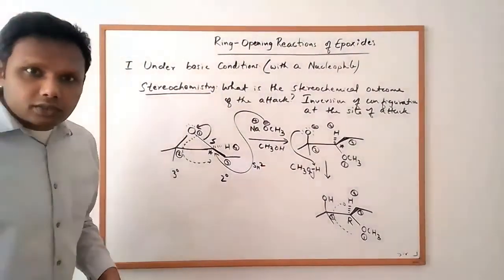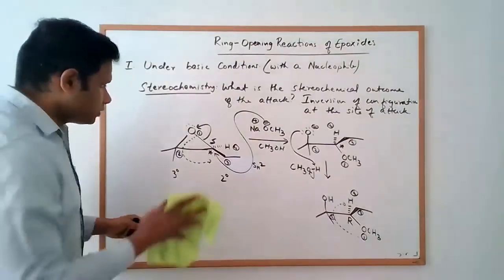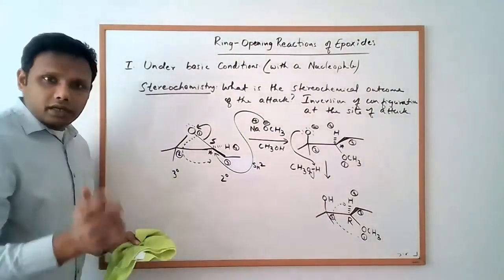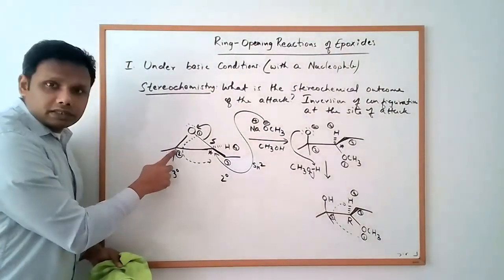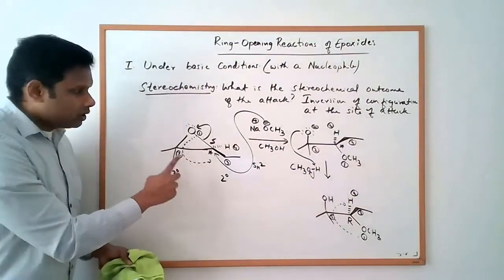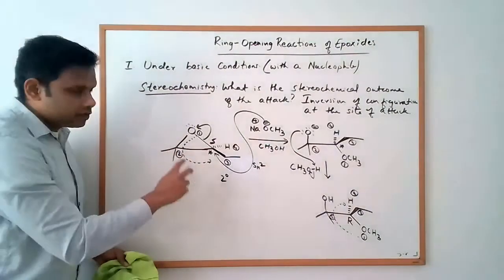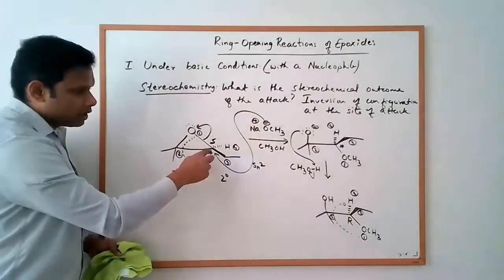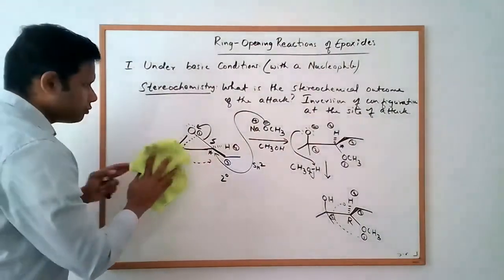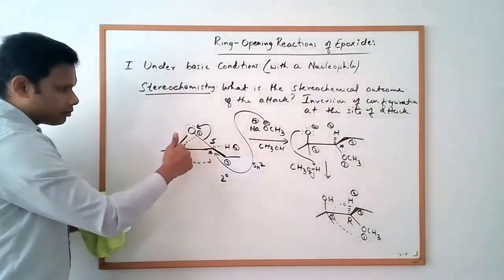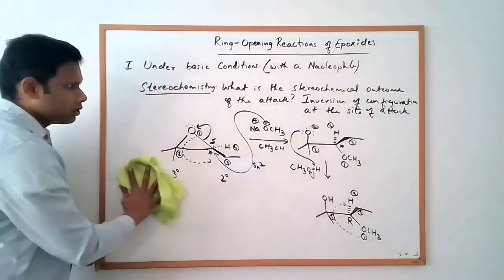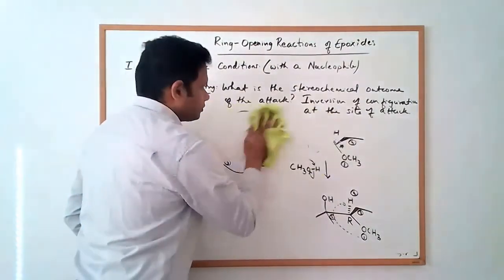I'm going to use another example to basically drive this concept home. An example where there is a chiral center on both carbon atoms, and then we will make sure that the configuration only inverts at the site of the attack. That's what we mean here, because there's no attack happening on this carbon, so the configuration need not invert there.